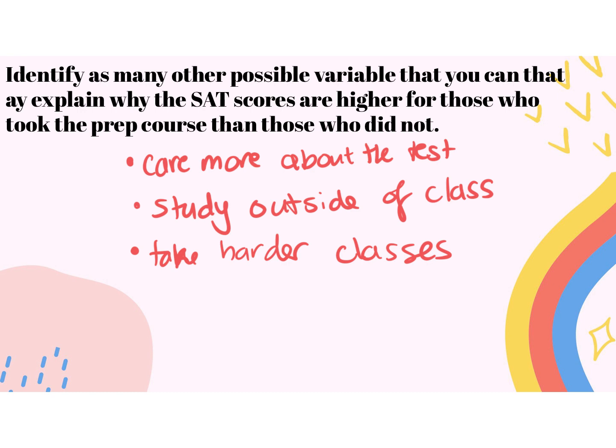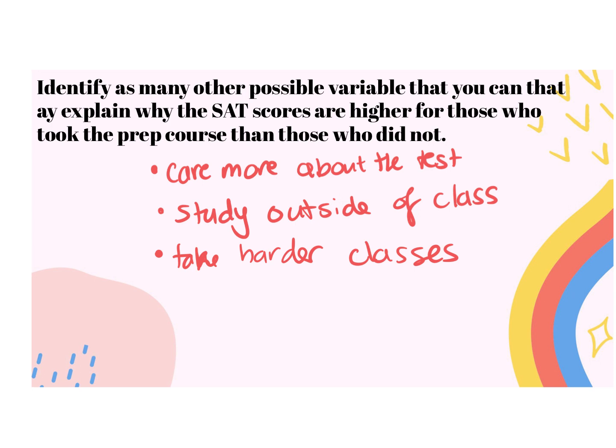Okay, so this next one is to identify as many other possible confounding variables that you can that explain why the SAT scores are higher for those who took the prep course than those who did not. So just a few would be that someone that took that course might care more about the test and try harder on it. They might be someone that studies outside of class or someone that just takes harder classes during school that may have better prepared them for the SAT.